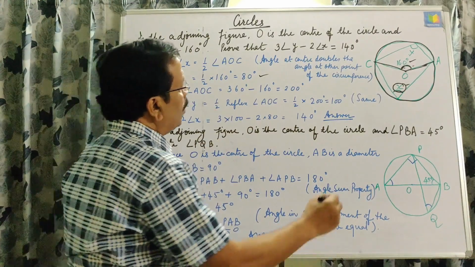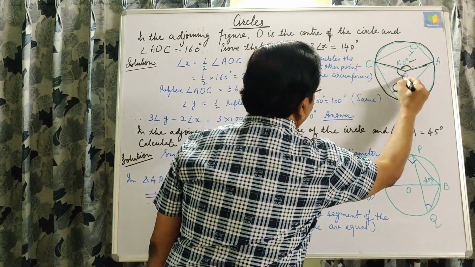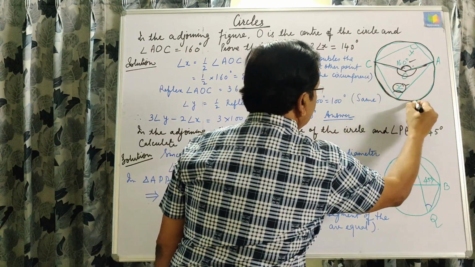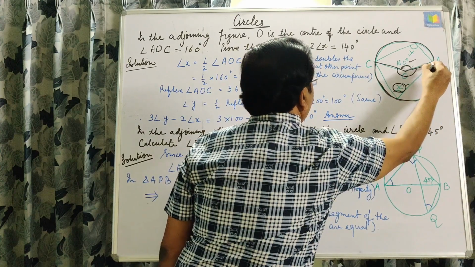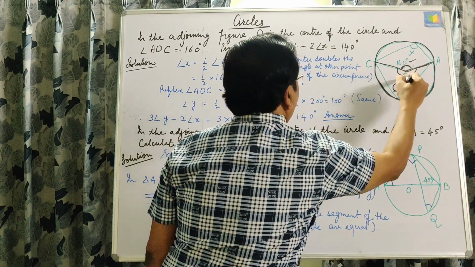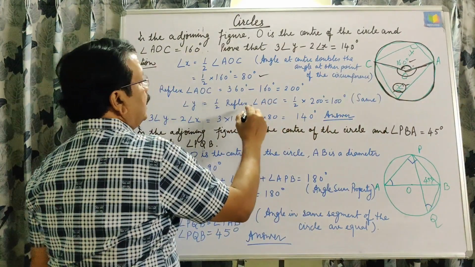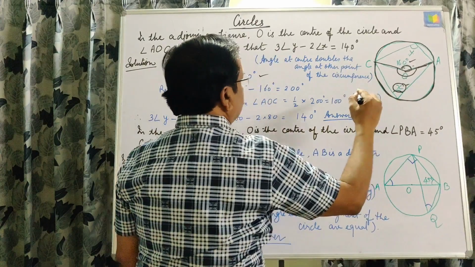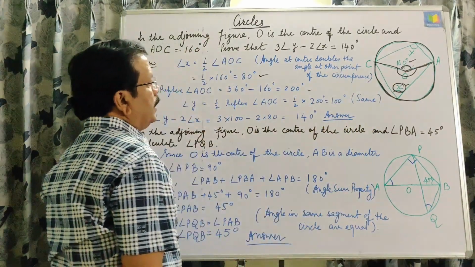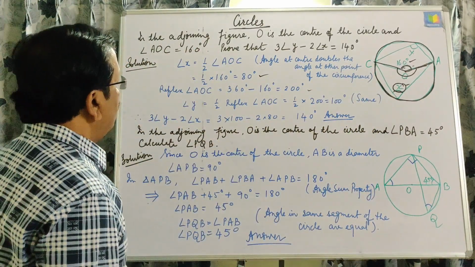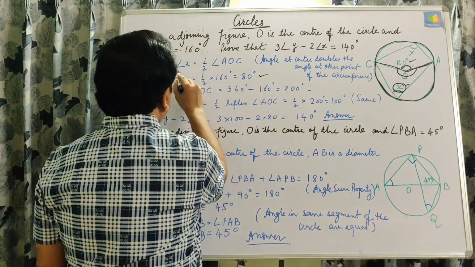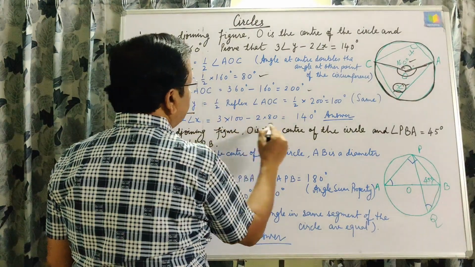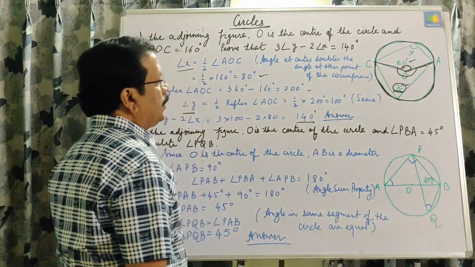But take the reflex of this angle AOC. In the second case, this arc, the reflex of this angle, and then the reflex of this angle AOC is equal to 360 minus 160, that is 200 degrees. Now this way we are getting the value of angle x and angle y, and then substituting these values we are getting 140 degrees.